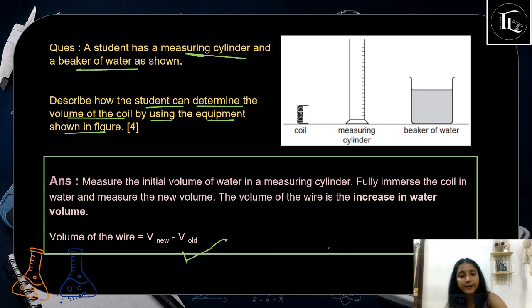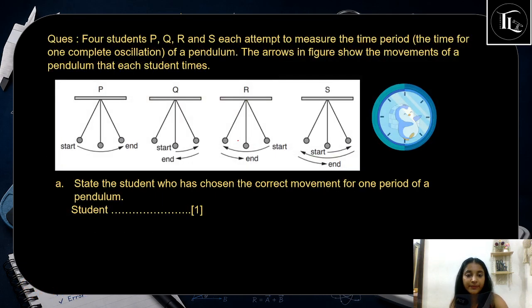I hope this is clear. Moving to the next question here. Okay, here it says we have four students P, Q, R, and S, each attempt to measure the time period of a pendulum. The arrows in the figure show the movements of a pendulum that each student times. So here, state the student who has chosen the correct movement for one period of a pendulum.